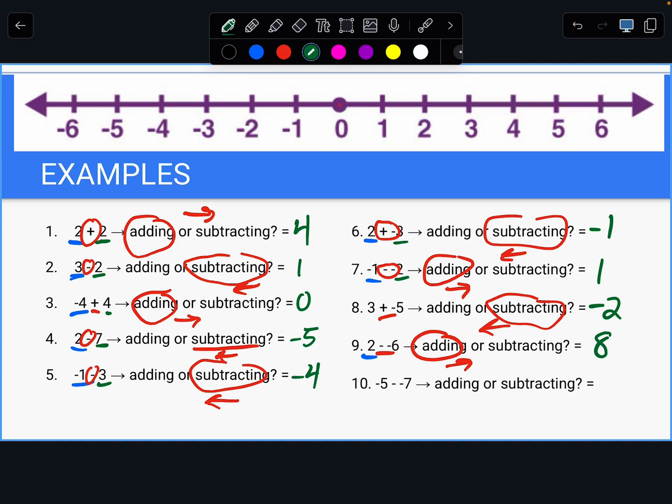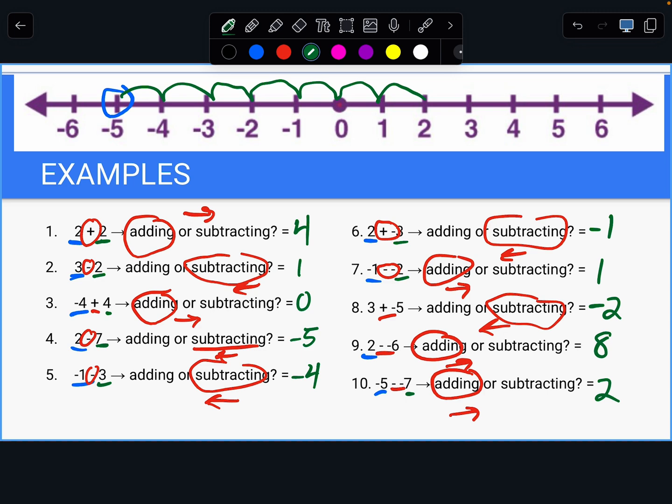And the last one, we're starting at -5. Here is -5. Are we adding or subtracting? We have minus a negative. Once again, that means we are adding. Adding means we're going to the right. How many spaces are we going to the right? 7. 1, 2, 3, 4, 5, 6, 7. We end up with -2.